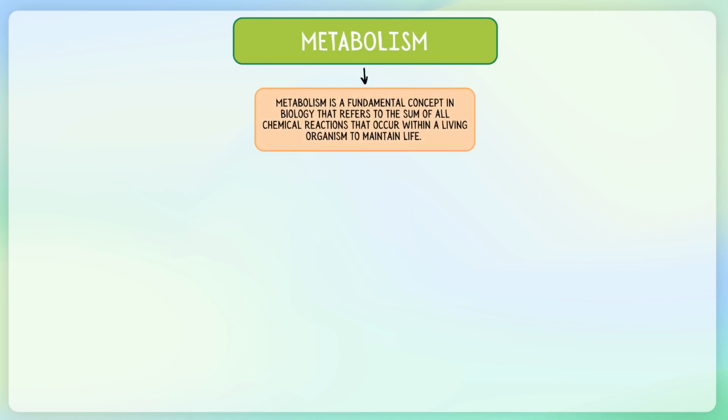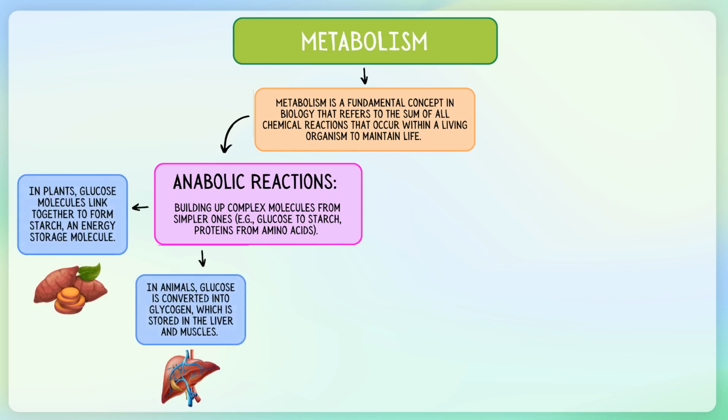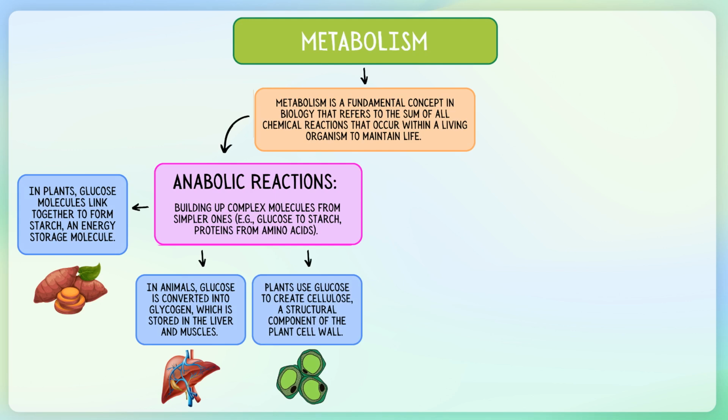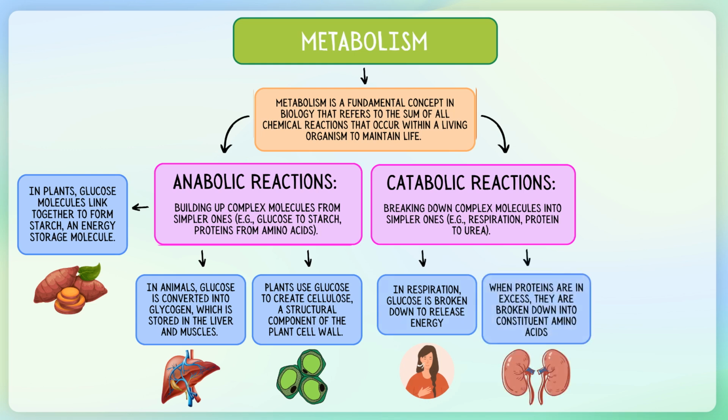To summarize, metabolism is an important biological term that refers to the sum of all chemical reactions in the body. Metabolic reactions are categorized broadly into anabolic reactions and catabolic reactions. Anabolic reactions involve building up complex molecules from simpler ones, such as transforming glucose into starch and glycogen and using glucose to create cellulose, a structural component of the plant cell wall. Catabolic reactions involve breaking down complex molecules into simpler ones and can be seen in processes of respiration and the conversion of protein to urea in the body.